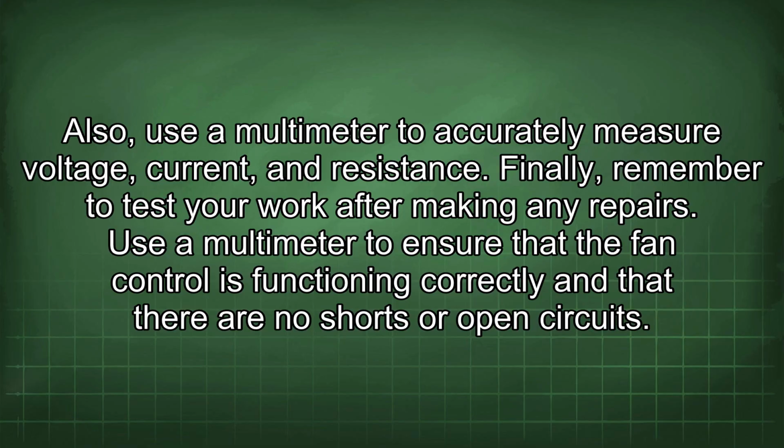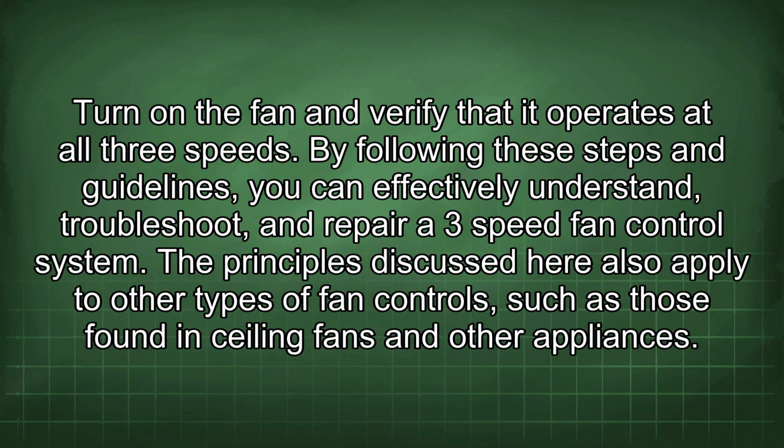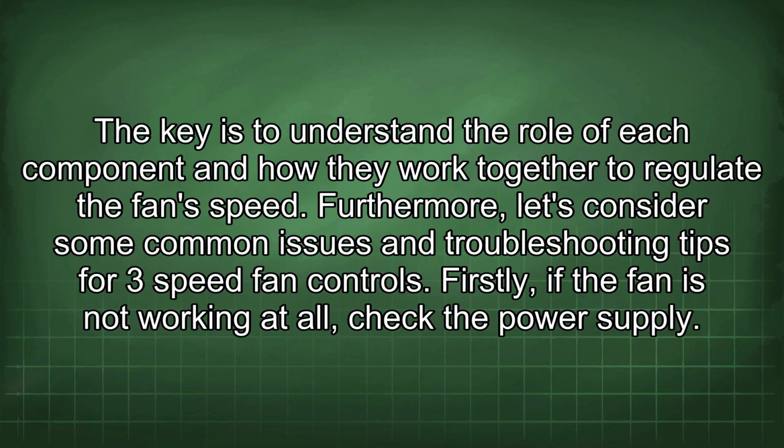Finally, remember to test your work after making any repairs. Use a multimeter to ensure that the fan control is functioning correctly and that there are no shorts or open circuits. Turn on the fan and verify that it operates at all 3 speeds. By following these steps and guidelines, you can effectively understand, troubleshoot, and repair a 3-speed fan control system. The principles discussed here also apply to other types of fan controls, such as those found in ceiling fans and other appliances. The key is to understand the role of each component and how they work together to regulate the fan speed. Furthermore, let's consider some common issues and troubleshooting tips for 3-speed fan controls.